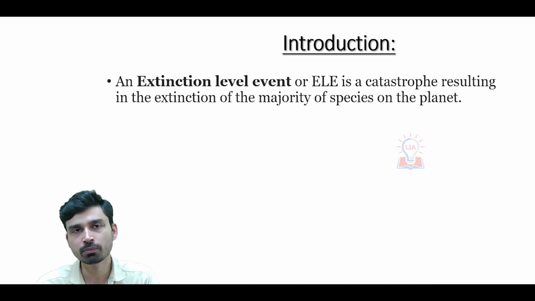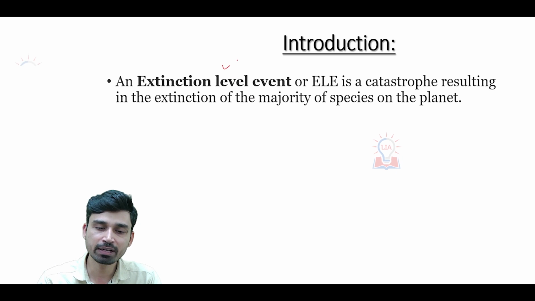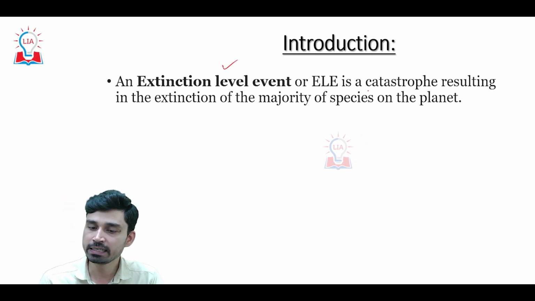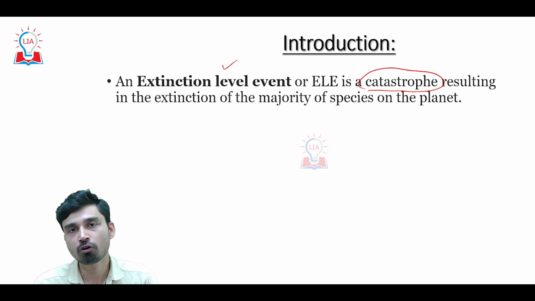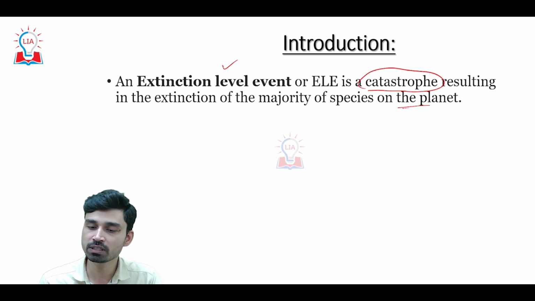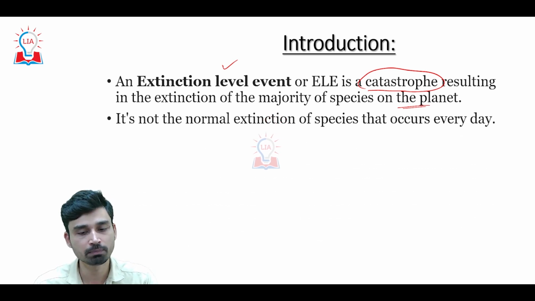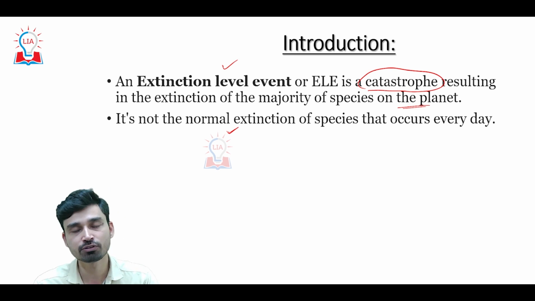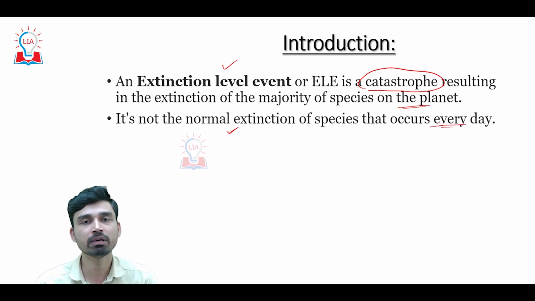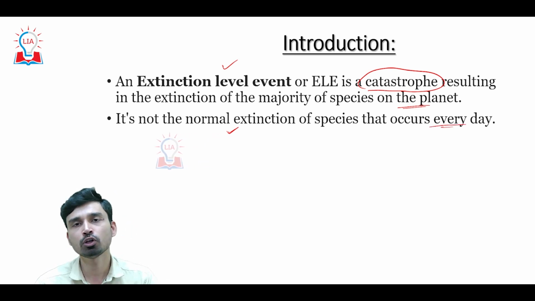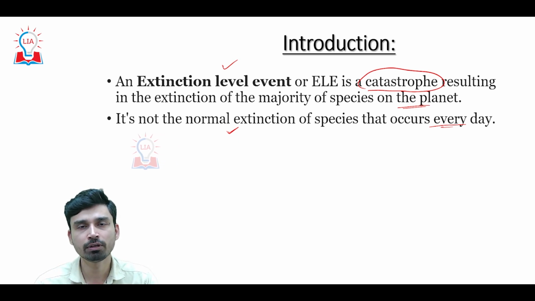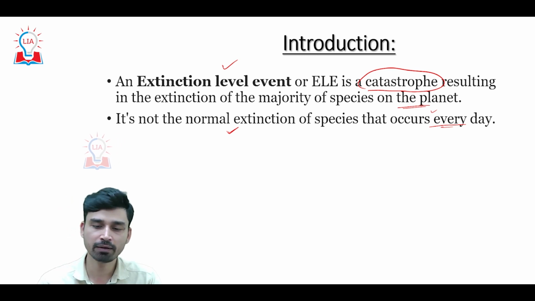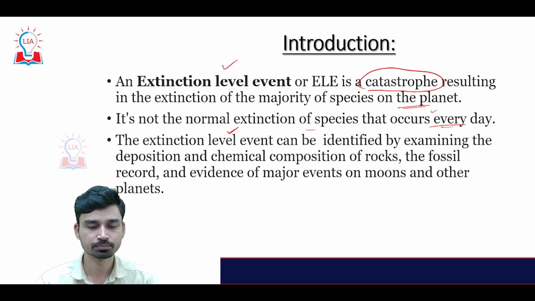To give you an introduction to this topic, any event is categorized as an extinction level event if it leads to such a catastrophe that causes the extinction of the majority of the species surviving on the planet. Mind you, it is not the same kind of normal extinction that occurs on an everyday basis, because in our world a lot of changes happen at the climate level and weather level, and due to this, every year or few years we have extinction of species.